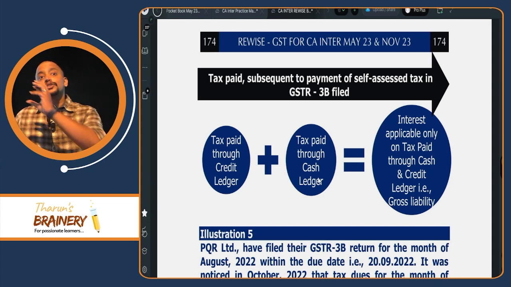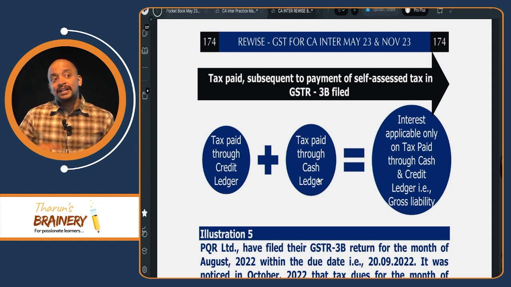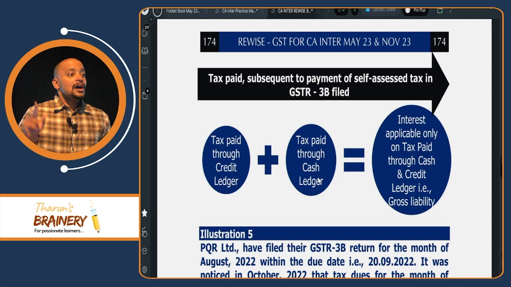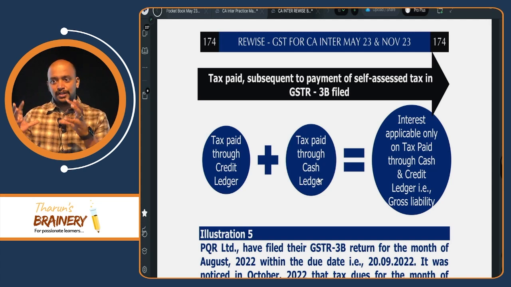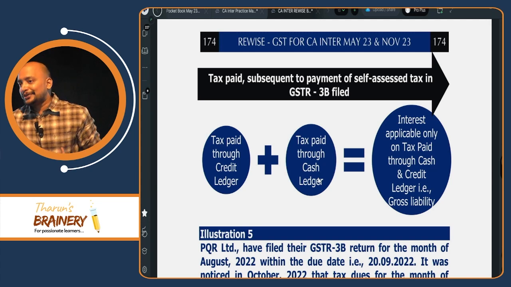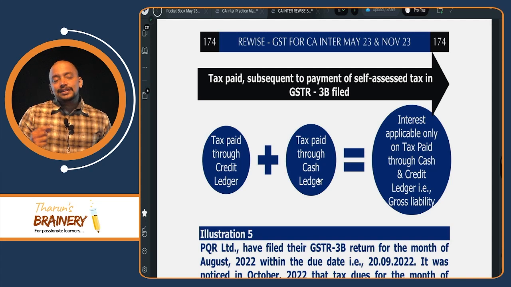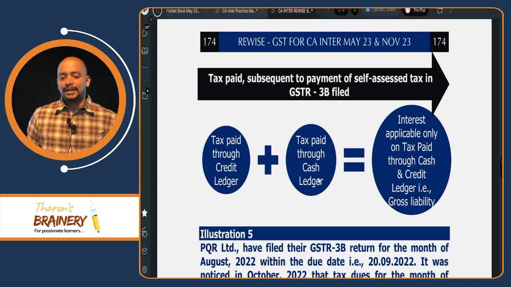But 25,000 when I am paying in November, I am not paying fully through cash. That 25,000 I will pay partly through cash ledger and credit ledger. Now, this 25,000 pertains to which month? July month. But which is paid in which month? November month. Now, interest is payable? Yes. Now, interest is computed on 25,000 or 25,000 paid through cash ledger? Say 15,000 paid through credit ledger, 10,000 paid through cash ledger. Whether interest is computed on 10,000 or entire 25,000? Entire 25,000. See that. That is gross liability.